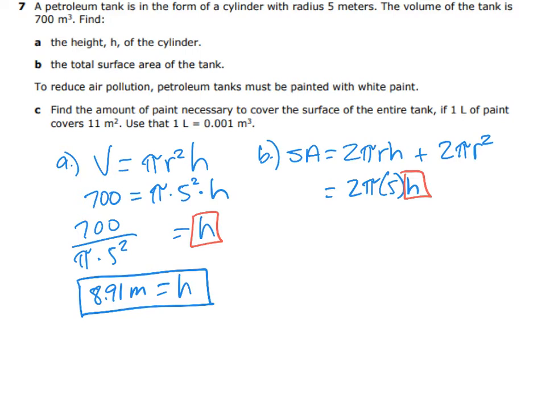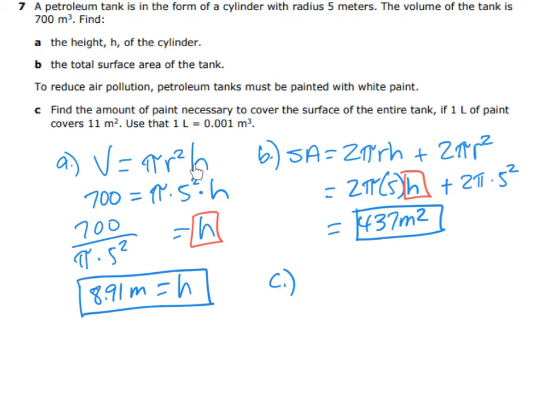Then let's keep going. We're going to add 2 times pi times 5 squared. Okay, so grab a calculator, multiply that all together, and you're going to get, to three significant figures, 437 meters squared. And again, there were no rounding directions, so that's why I'm defaulting to three significant figures. Then part C says, find the amount of paint necessary to cover the surface area of the entire tank if 1 liter of paint covers 11 square meters.